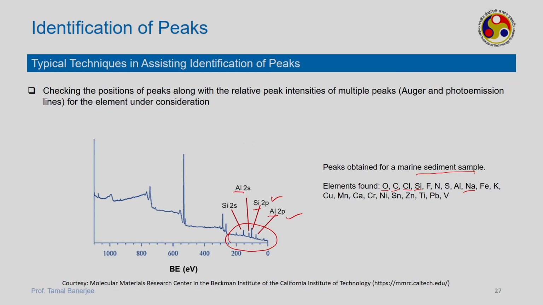For an unknown sample, you compare the binding energy and then see the reference peaks to identify which element and which orbital it is likely to be. In the case of Auger electrons, I have already given the data, it is either KLL, LMM or MNN. So you observe those energies and try to correlate them with the different elements.